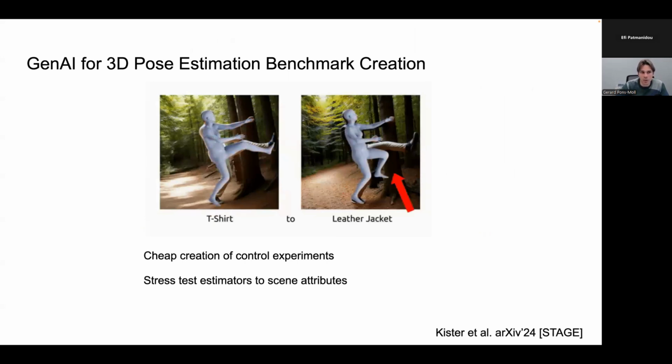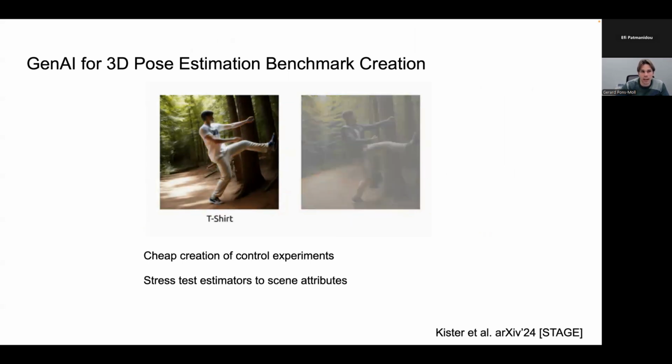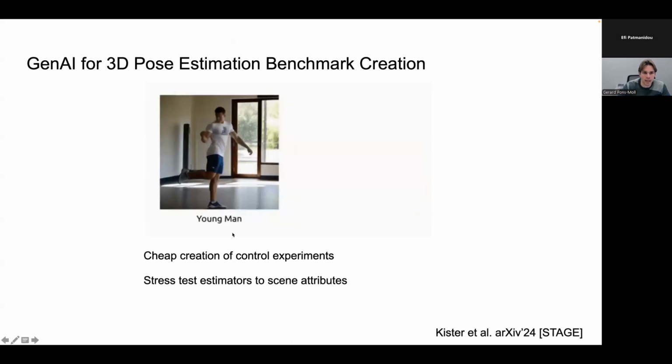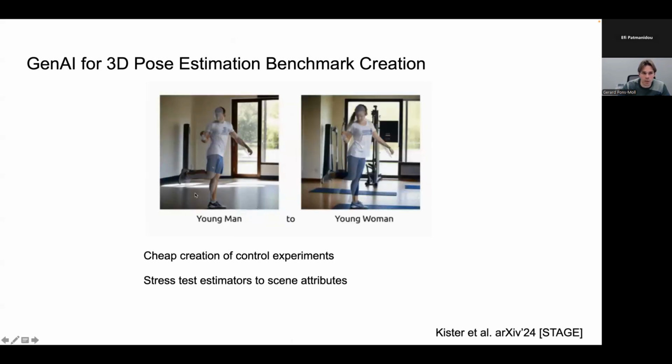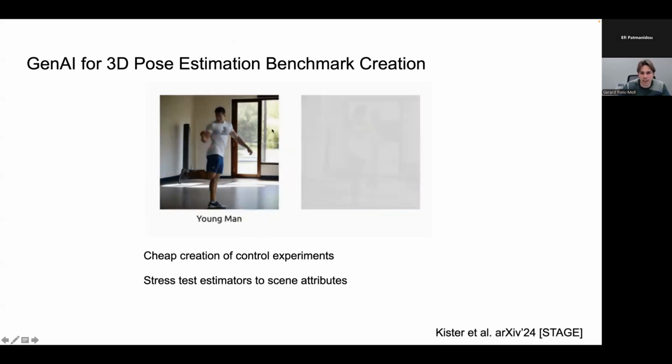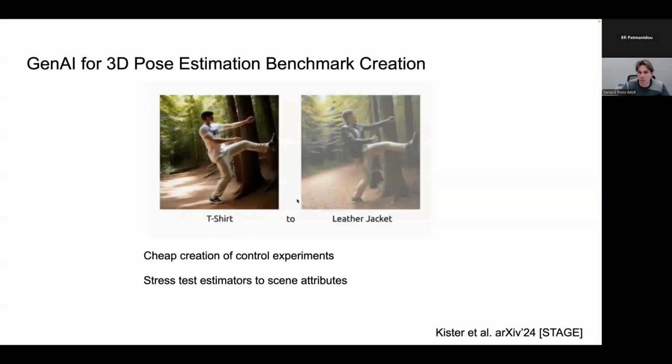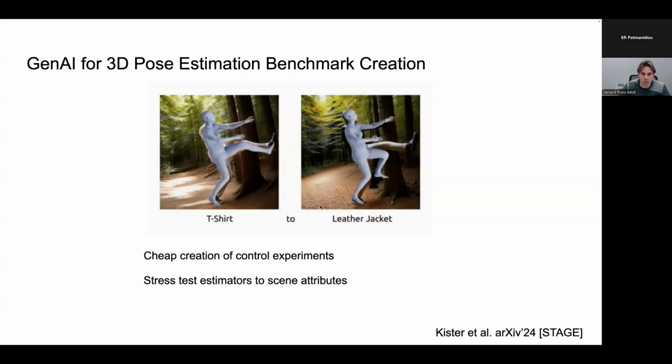The idea of this project, which is called Stage, is to use Gen AI for automatic benchmark creation. On the left, you can see an image that is synthetic, produced with Gen AI. Basically what we are doing is changing one attribute at a time. We're changing, for example, here from a young man to a young woman. And we can see that state-of-the-art pose estimation methods sometimes fail when the only thing that mostly changed in the image is, for example, the age or the gender or the clothing. In this case, it changed from a t-shirt to a leather jacket, and this leg, for example, is failing.